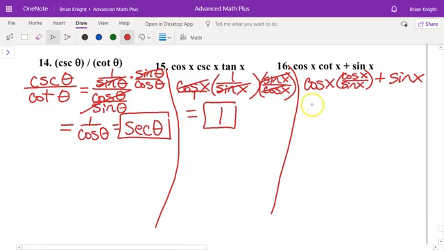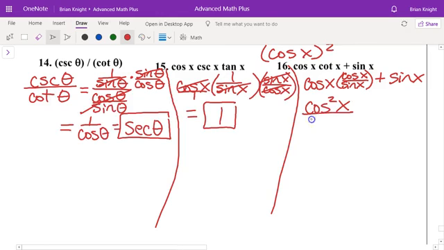Cosine squared x is how you need to say that, so people don't think the x is being squared. Remember, x is not being squared. Cosine of x is being squared. So that people don't get confused, they put the square on the cosine rather than on the x. The cosine of x is being squared.